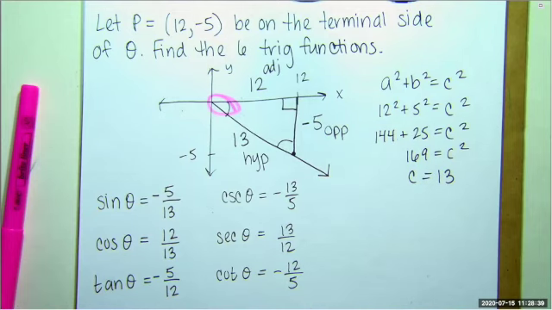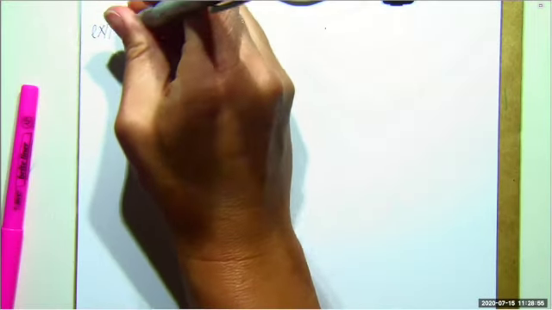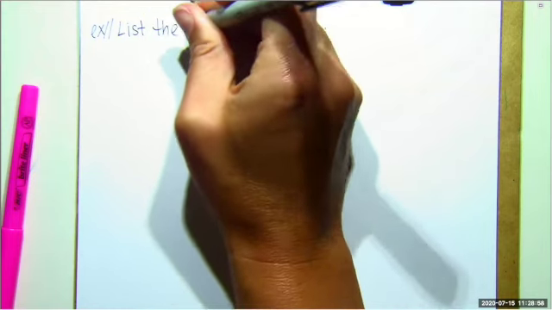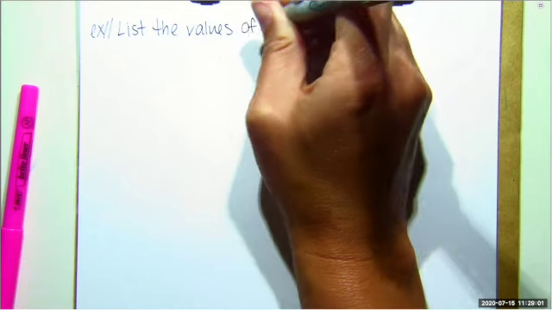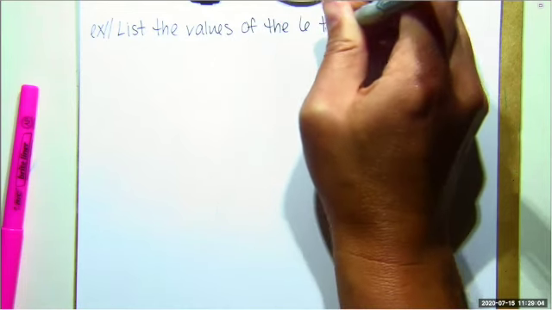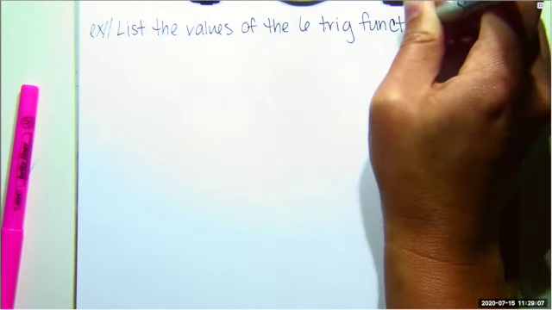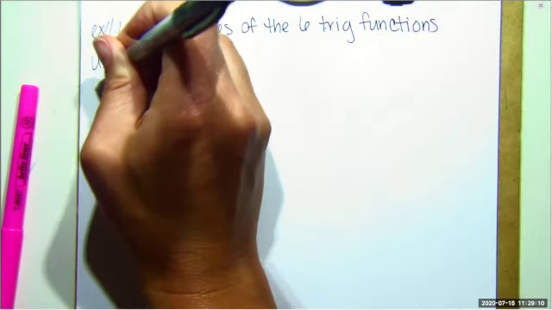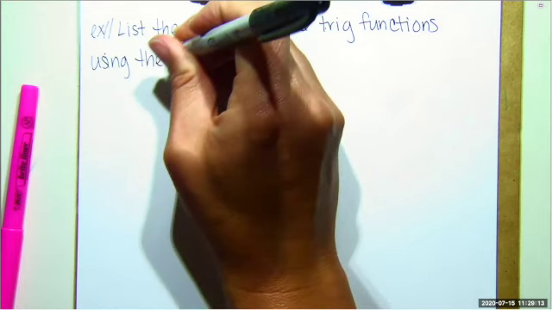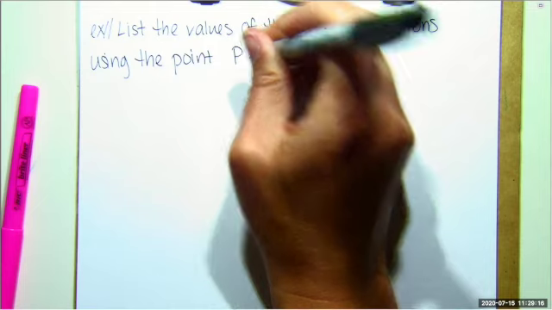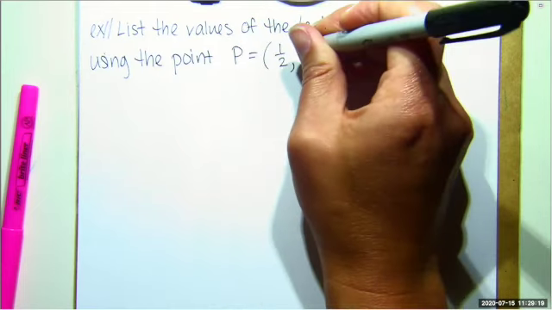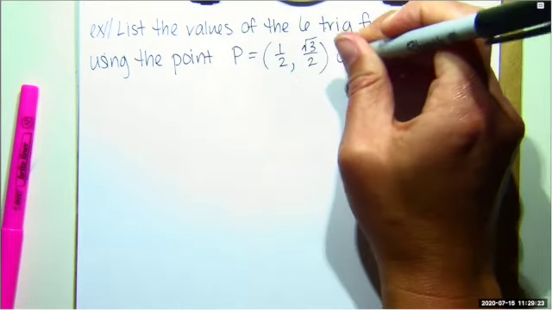Okay, one more example. List the values of the 6 trig functions using the point p equals 1/2, comma, square root 3/2 on the unit circle.